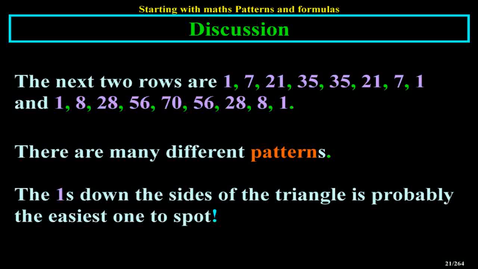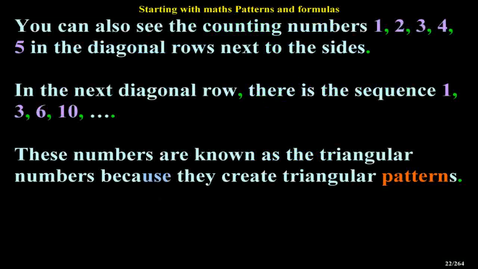The ones down the sides of the triangle is probably the easiest one to spot. You can also see the counting numbers 1, 2, 3, 4, 5 in the diagonal rows next to the sides. In the next diagonal row, there is the sequence 1, 3, 6, 10. These numbers are known as the triangular numbers because they create triangular patterns.